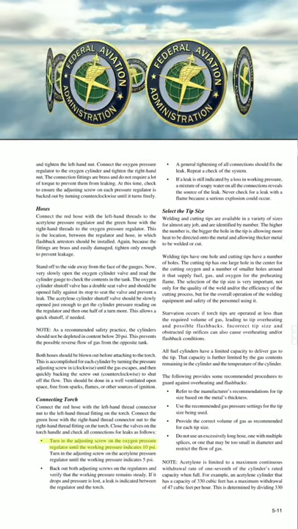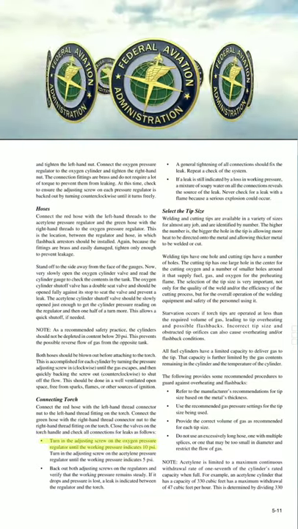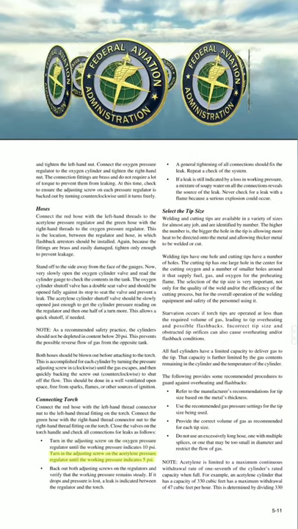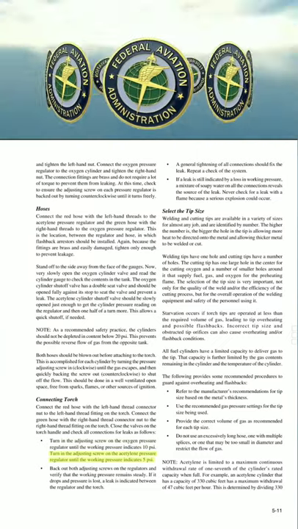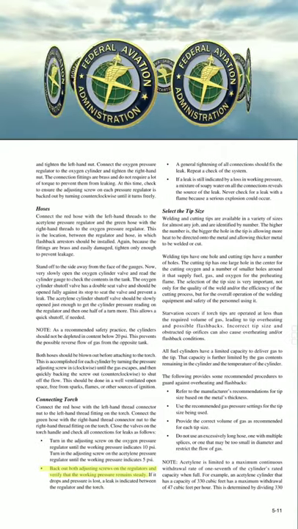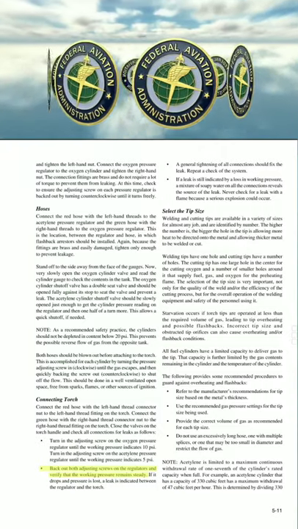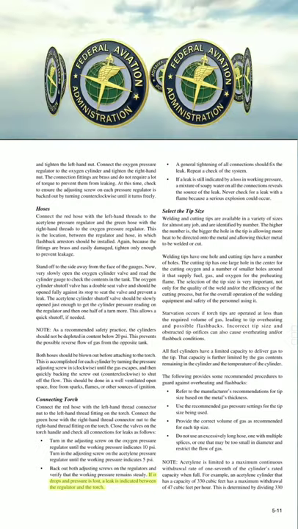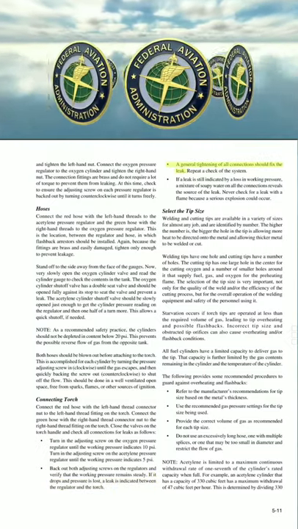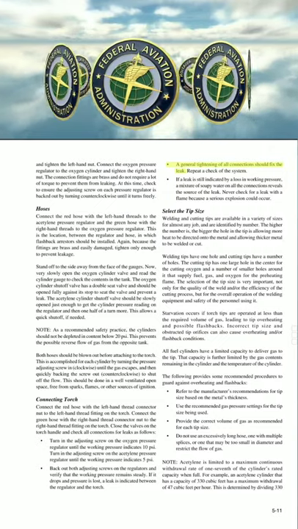Turn the adjusting screw on the oxygen pressure regulator until the working pressure indicates 10 psi. Turn the adjusting screw on the acetylene pressure regulator until the working pressure indicates 5 psi. Back out both adjusting screws on the regulators, and verify that the working pressure remains steady. If it drops, and pressure is lost, a leak is indicated between the regulator and the torch. A general tightening of all connections should fix the leak.